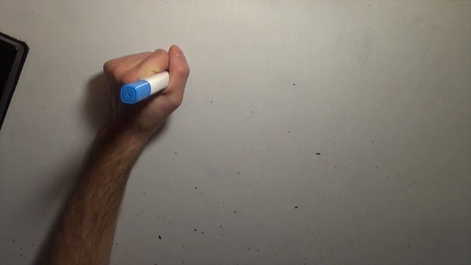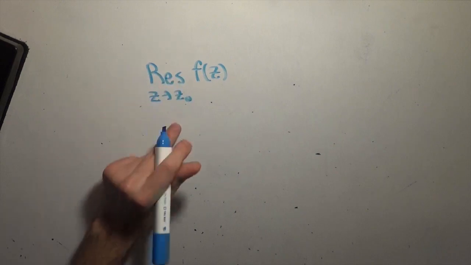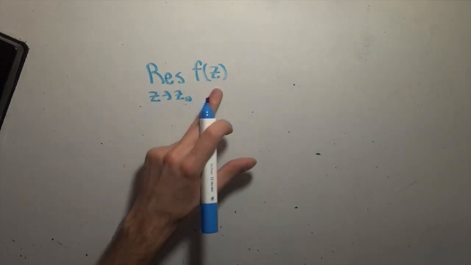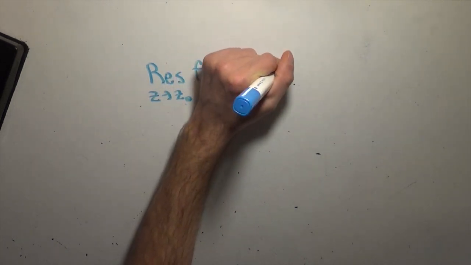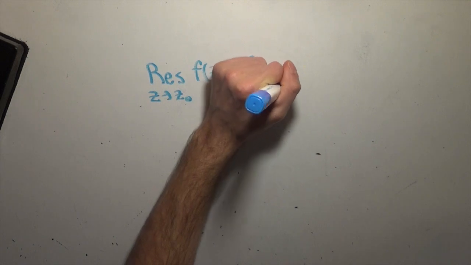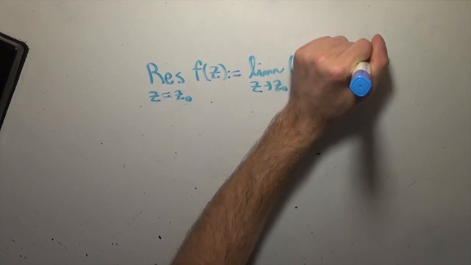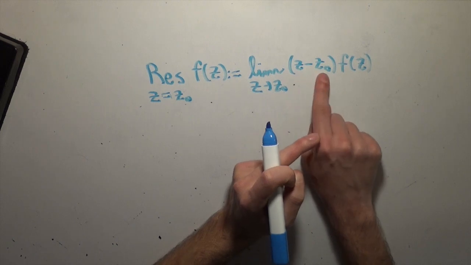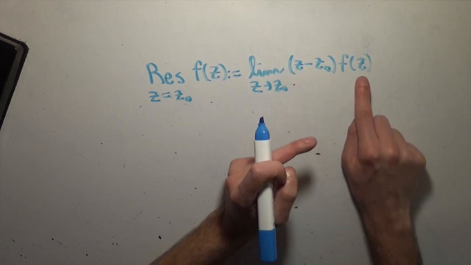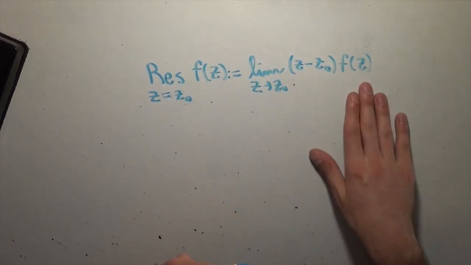We know it's going to be the residue of a function f of z at some point z0, where there's a pole of f of z at z0. This is defined to be the limit as z approaches z0 of z minus z0 times f of z. So essentially you're letting both of these things go to z0. This goes to 0 because you end up with z0 minus z0, and this, you end up with the pole. They balance out and you get a limit, and that's the residue at that point.